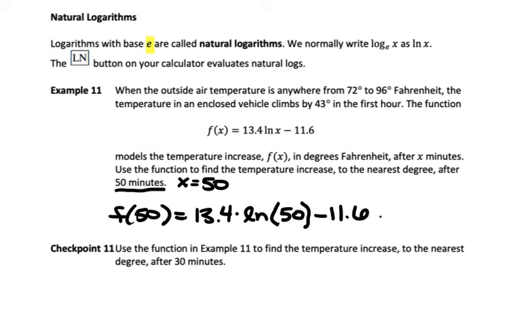And then you're subtracting 11.6. And if you do this, you should get 40.82. And it's telling me to round to the nearest degree here, so I would need to type in 41 degrees. So next you should look at checkpoint problem number 11. Do this in your notes, check your answer, and then move on to the homework.